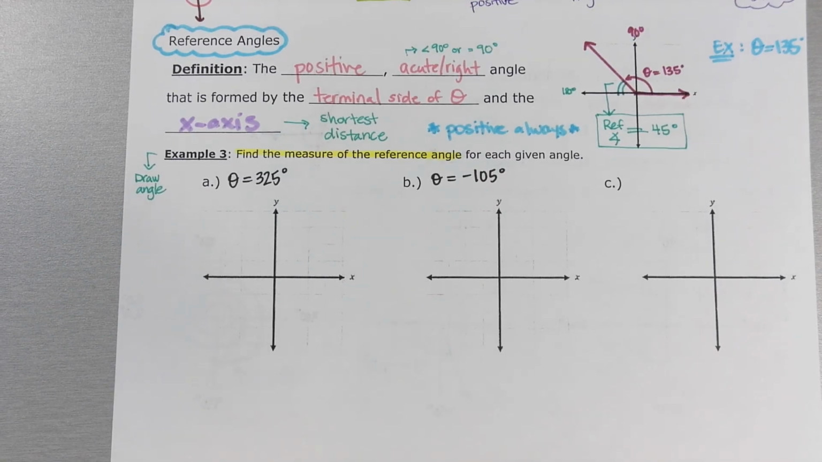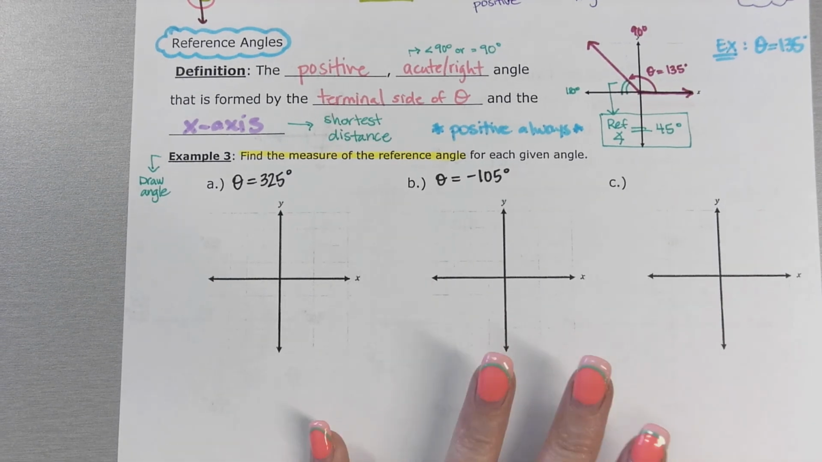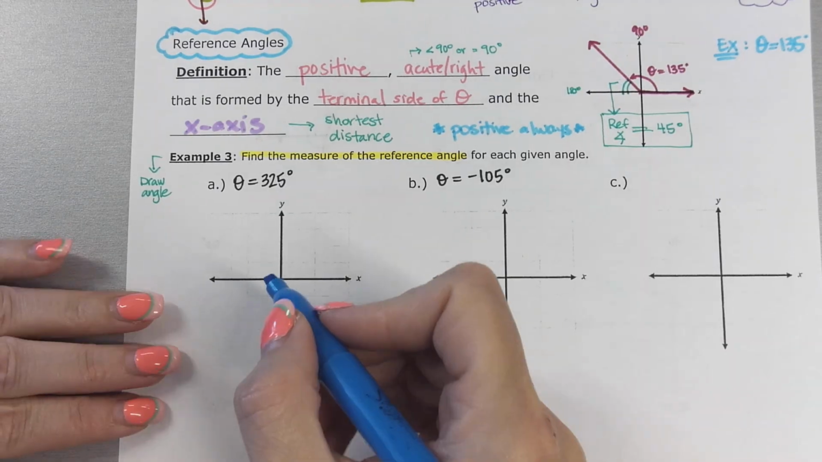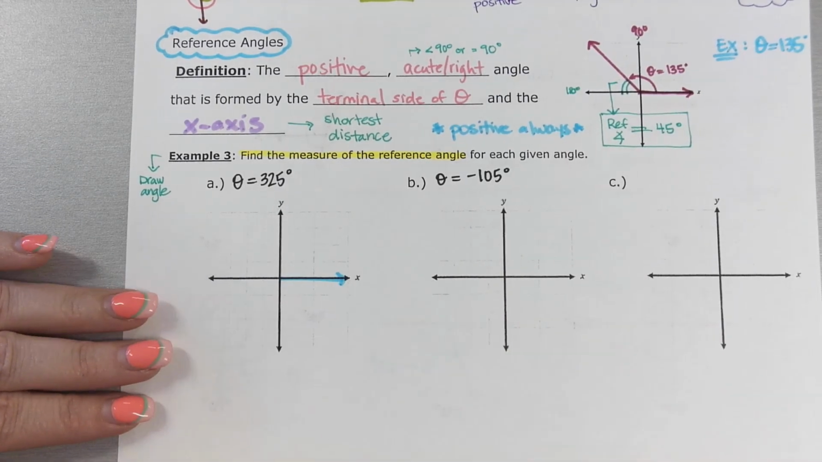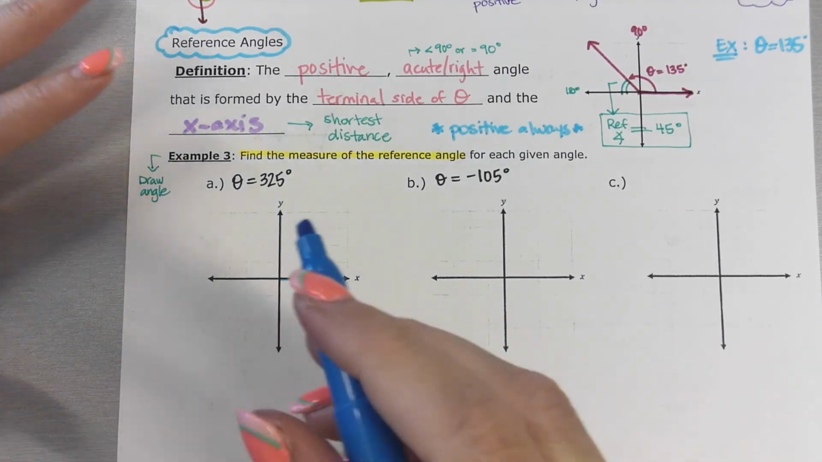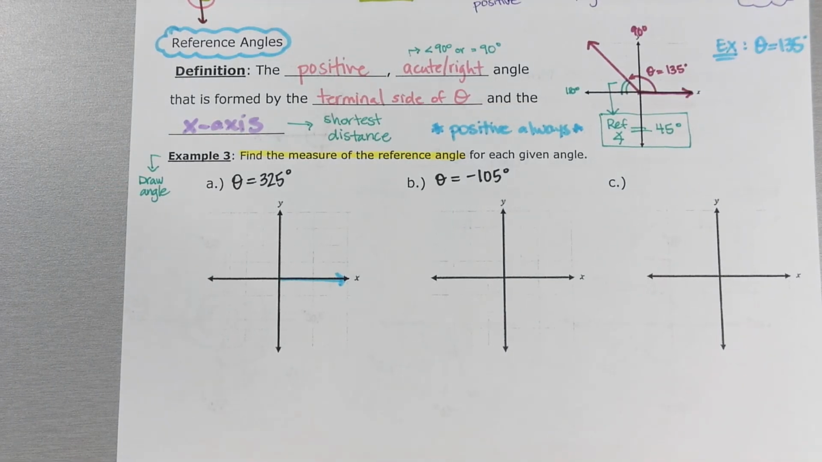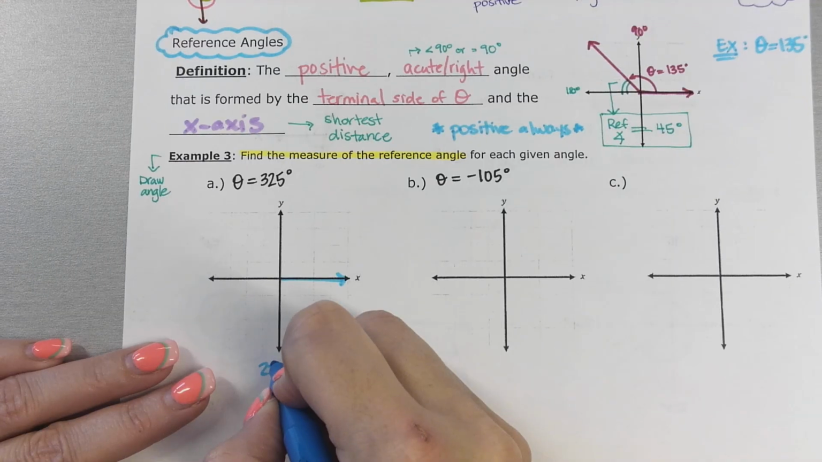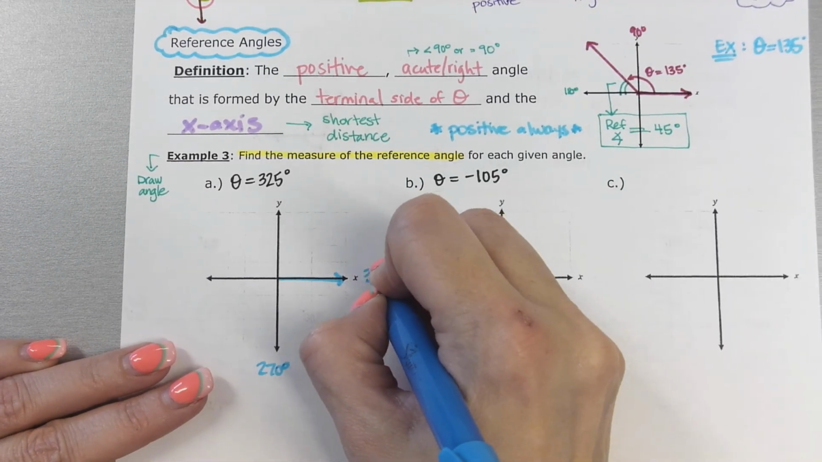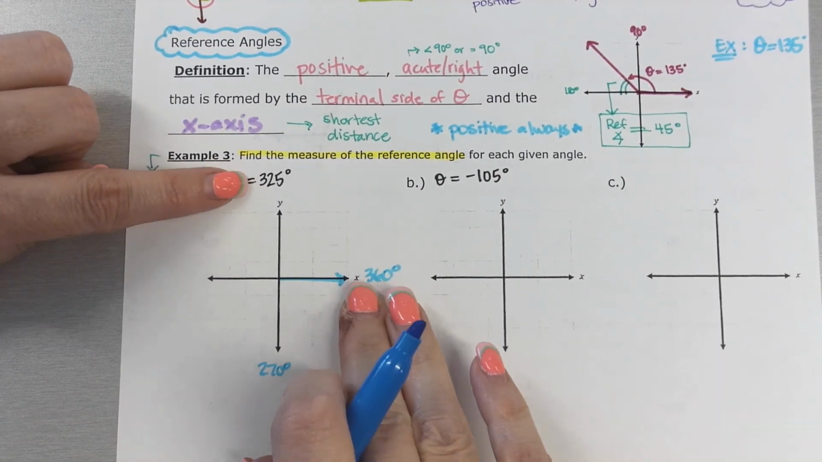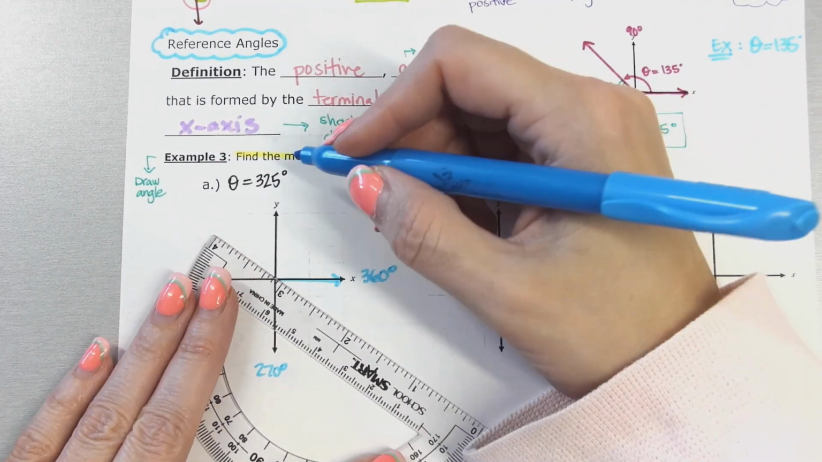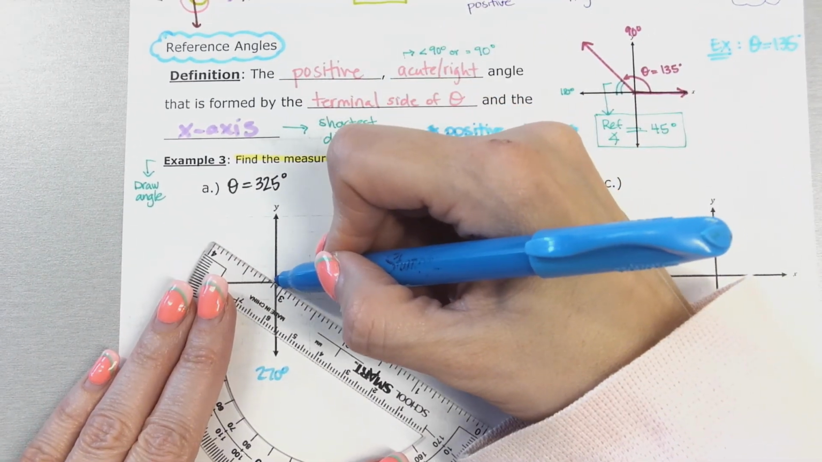If you have 325, where is the terminal side? In which quadrant? Okay, quadrant 4, great. So this is your initial side. And as you are creating the angle, you should be thinking, all right, if this is 270 and this is 360, what's the distance between 325 and 360? 35.